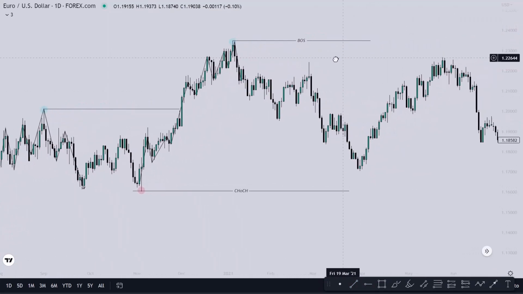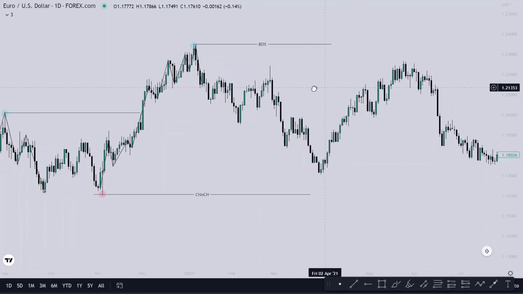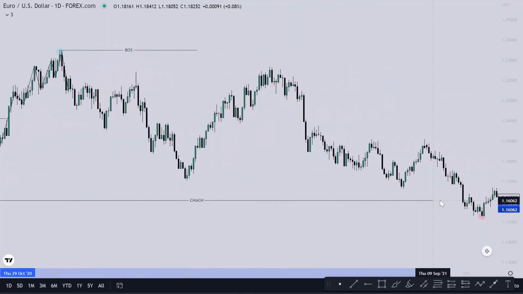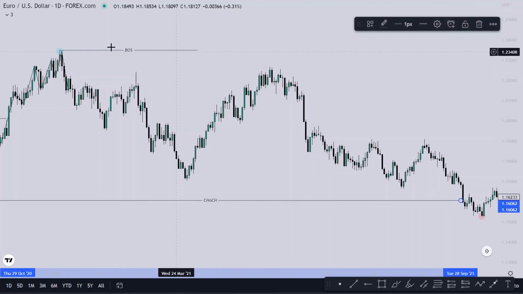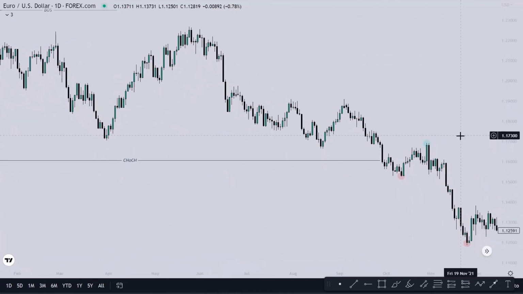Let's see if we break this. So now our focus is on this line and this line, this level and this level. If we broke either side, we're gonna know where it's going. So let's see. Okay, looks like it broke the downside. So we had no break of structure, but a change of character. Now we're gonna look into the downside. So now market shifts to the downside.